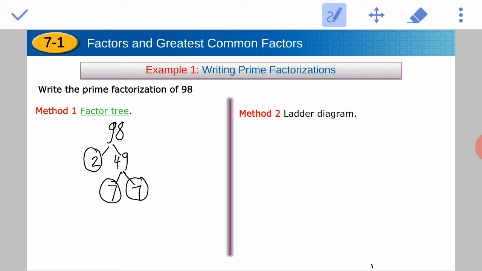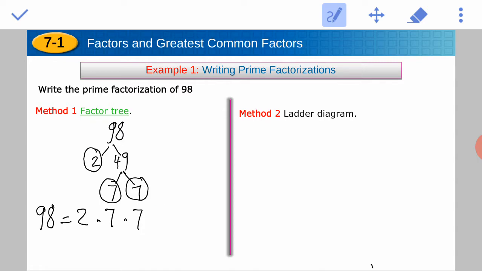You need to write 98 as a product of all circled prime numbers: 2 times 7 times 7. If you check with your calculator, if you multiply 2 times 7 times 7, it gives you 98. This is what we call the factor tree. The first method is called the factor tree. We call it factor tree because numbers are like apples hanging like that, so we call it factor tree.